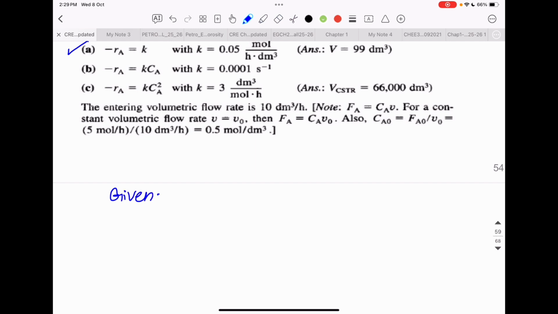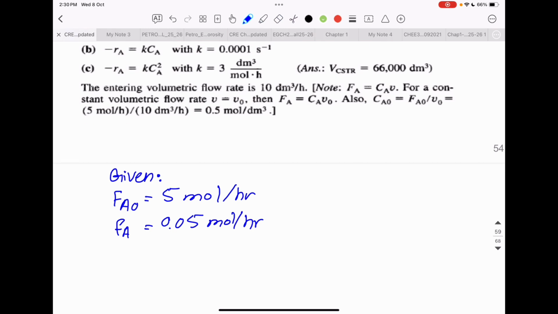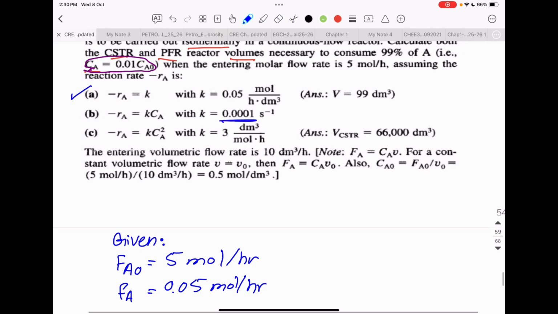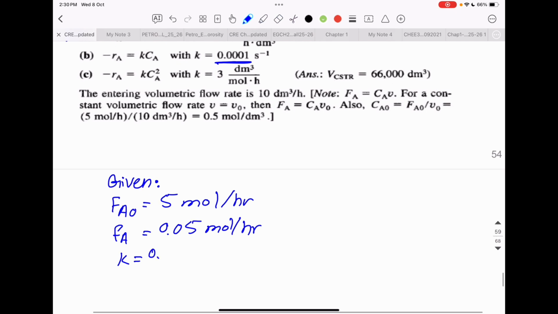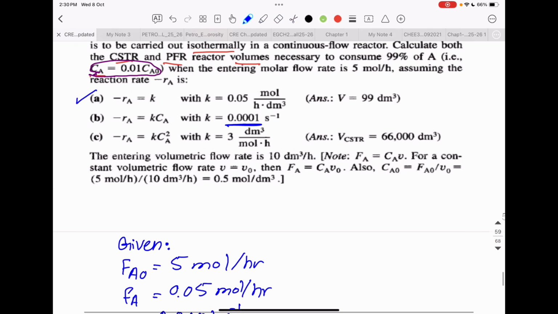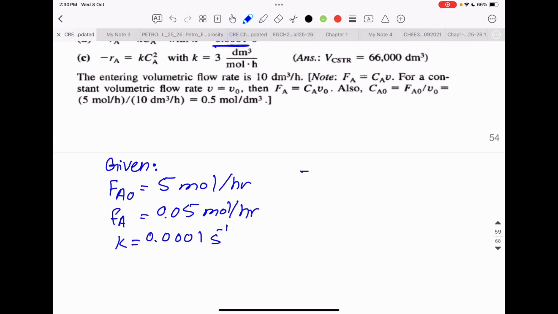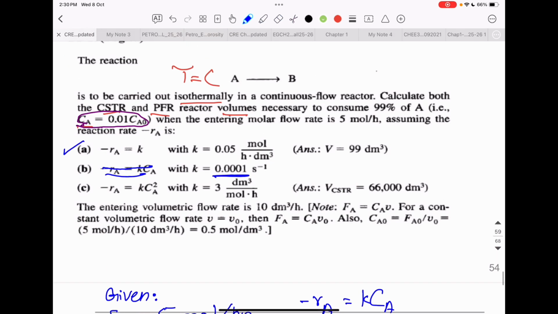The given information is FA naught, which is equal to 5 mole per hour, and FA, which we already calculated, 0.05 mole per hour. Then we also have the new value for K, which is K equal to 0.001 per second. We have a new rate law, which is minus RA is equal to K CA. It's given here.